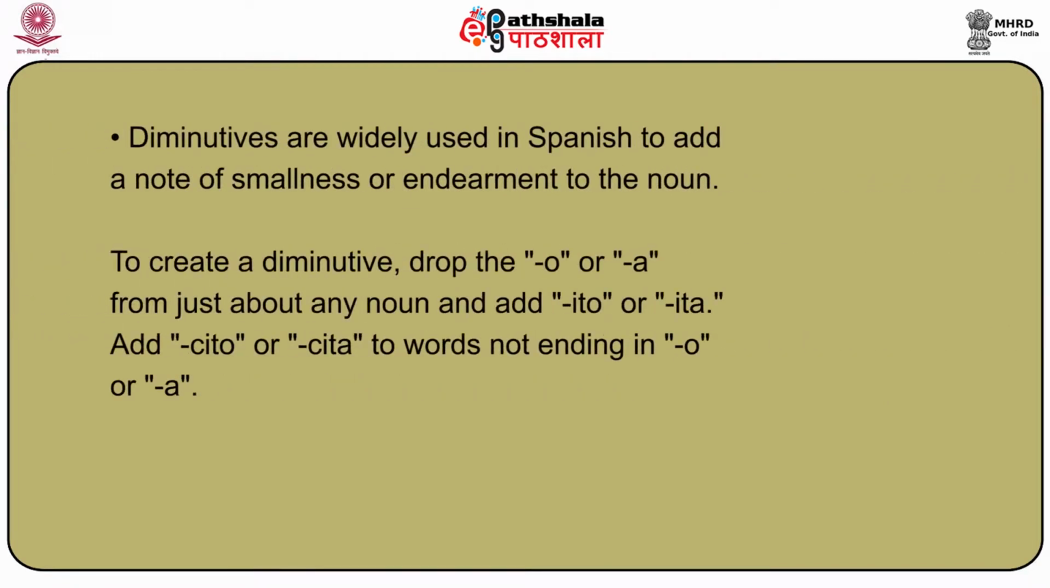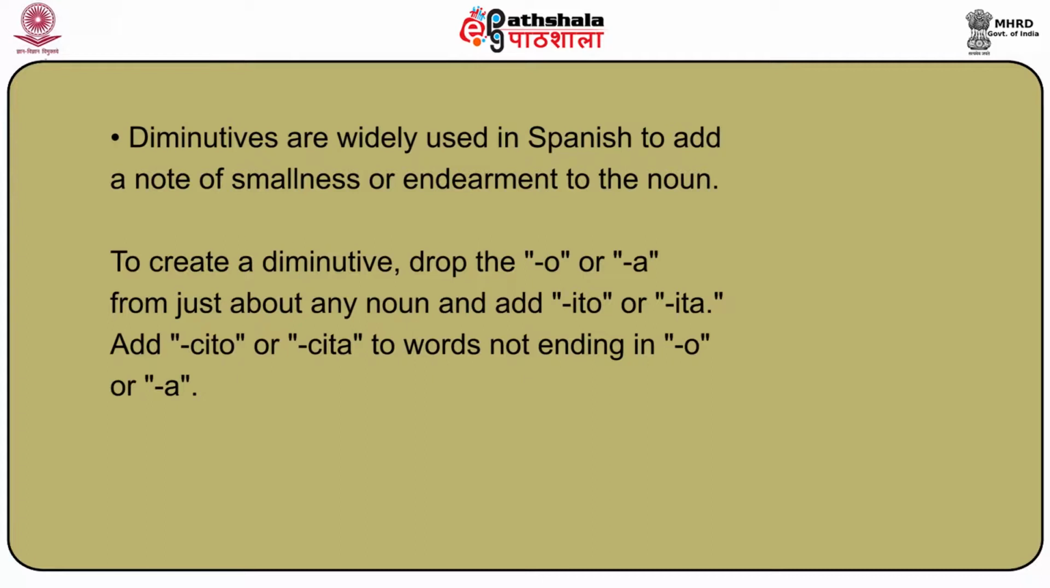Diminutives are widely used in Spanish to add a note of smallness or endearment to the noun. In English, we sometimes alter words to indicate smallness or show our affection. These are known as diminutives, and we typically do it by adding a y or something similar to the end of the word. For example, dog becomes doggy, cute becomes cutie, dear becomes dearie, etc. in English, and doggy, cutie and dearie are the diminutive words in English.